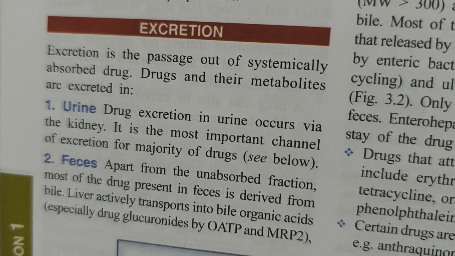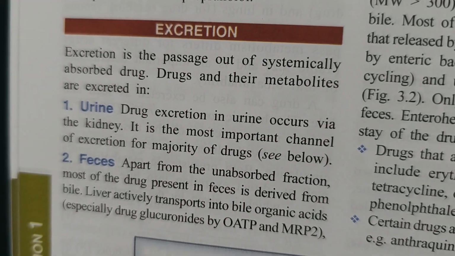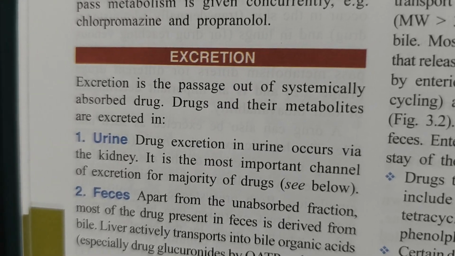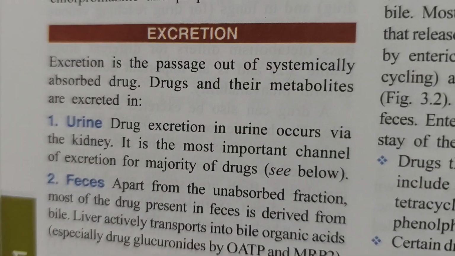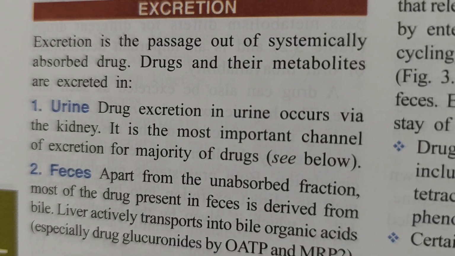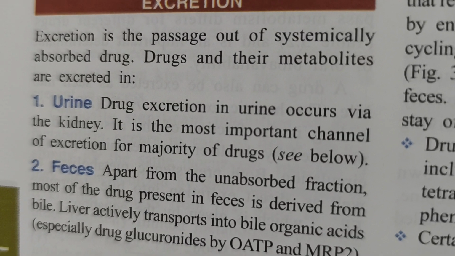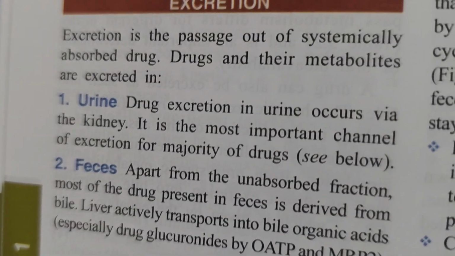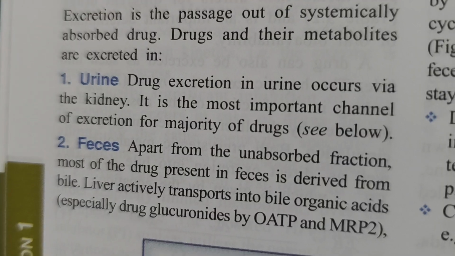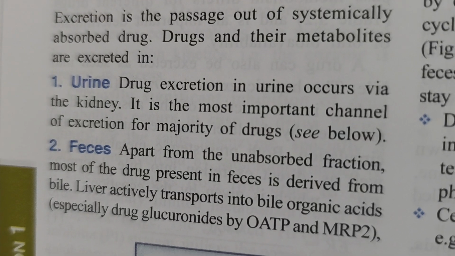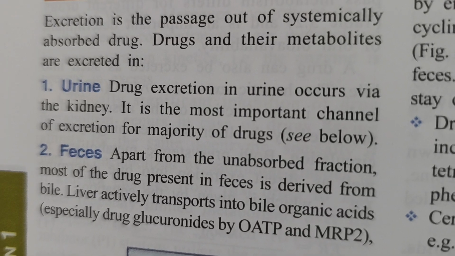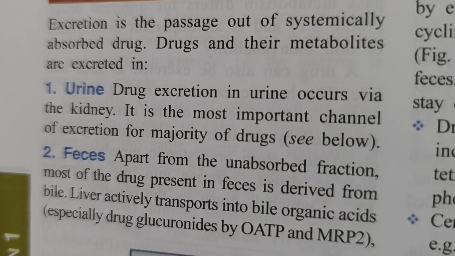Hello everyone, let's see the short and sweet topic of pharmacokinetics, that is excretion, which is part of elimination. So what is excretion? Excretion is the passage out of systemically absorbed drugs. Drugs and their metabolites are excreted in urine and feces. Drug excretion in urine occurs via the kidney. It is the most important channel for excretion of the majority of drugs.